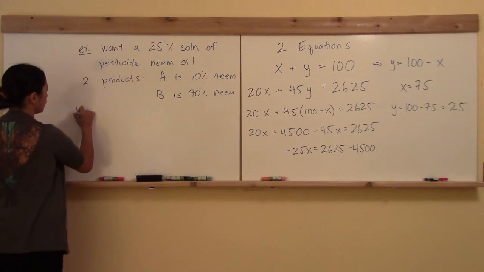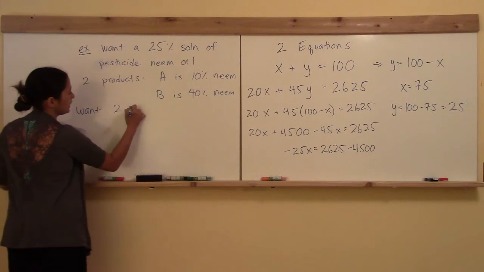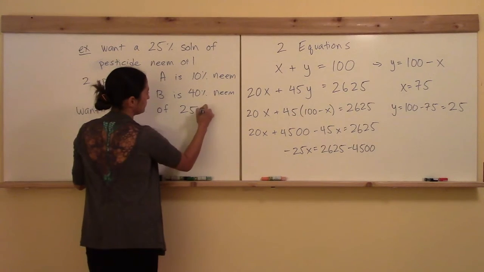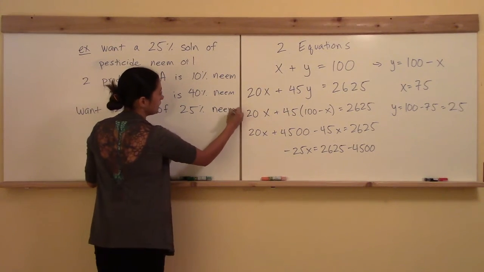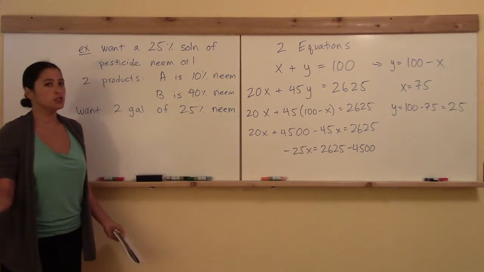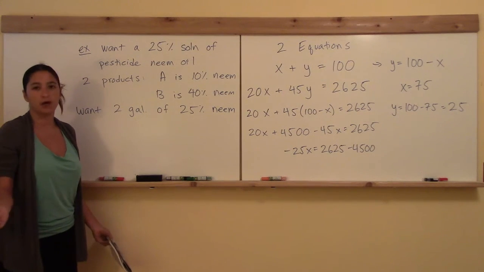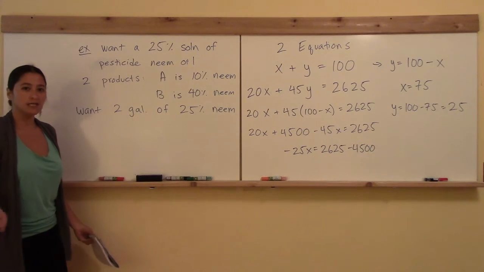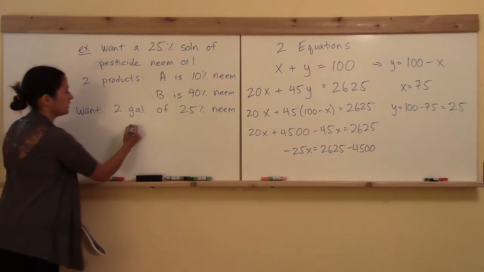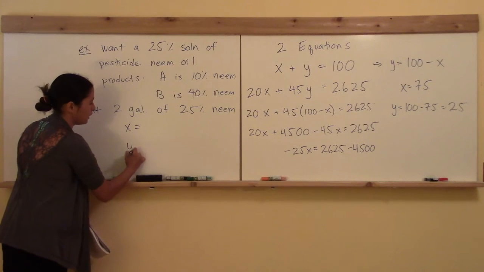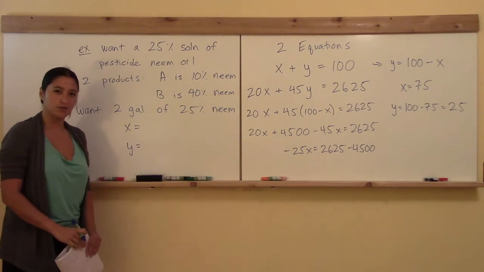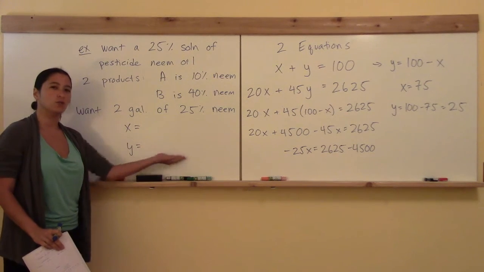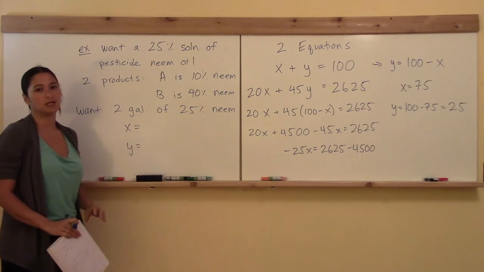Okay, so let's say I want altogether 2 gallons, because I have a 2-gallon pump sprayer, of 25% neem. The question is, how much in gallons should I use of product A? How much in gallons should I use of product B? So that's a hint to help you with the setup. So again, let's say we're going to define X and Y. The setup's sometimes the hardest part of a word problem. What do you want the variables to be in words? And then we can move on to setting up the equations.